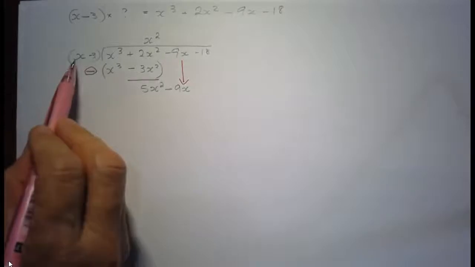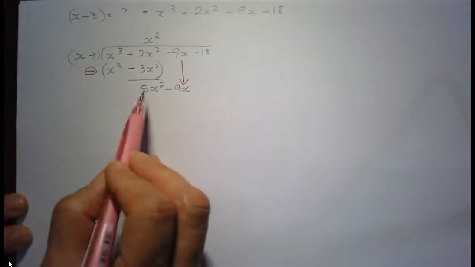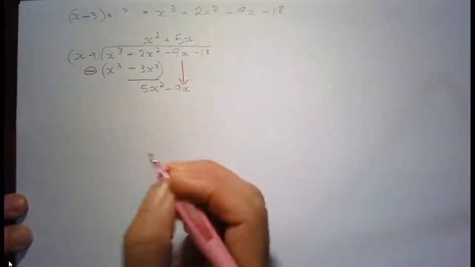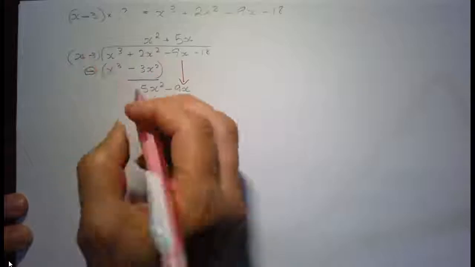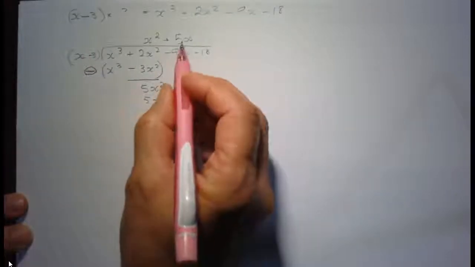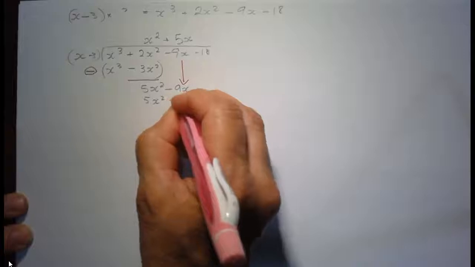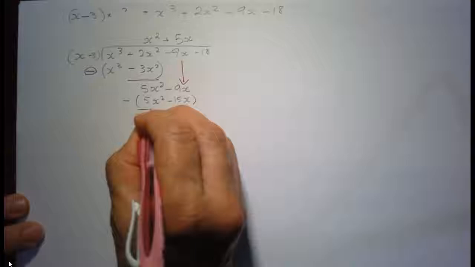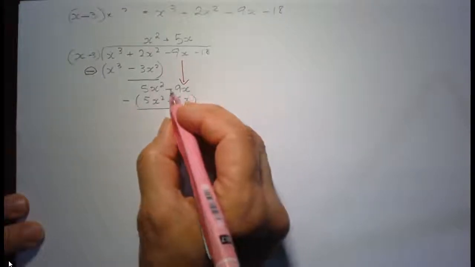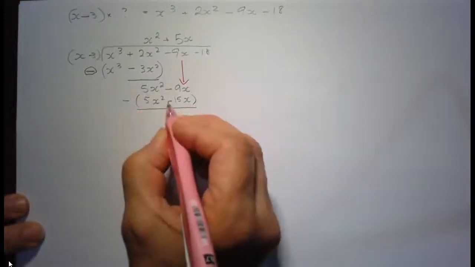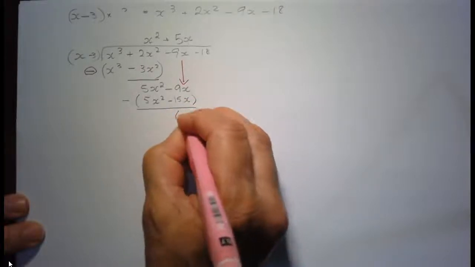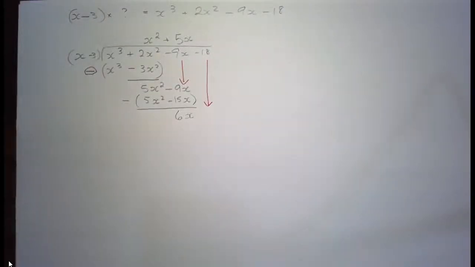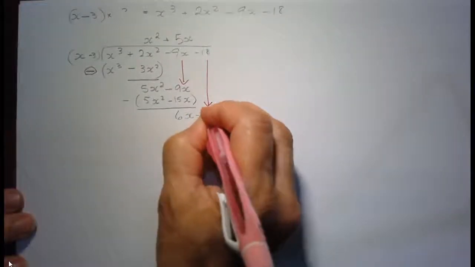Same again, looking at my leading term. How many lots of x will go into 5x squared? And that's going to be 5x. 5x times x is 5x squared. 5x times minus 3 is minus 15x. Taking away that again, negative 9x take away negative 15x gives me positive 6x. Bring down my 18, and I've got 6x take away 18.